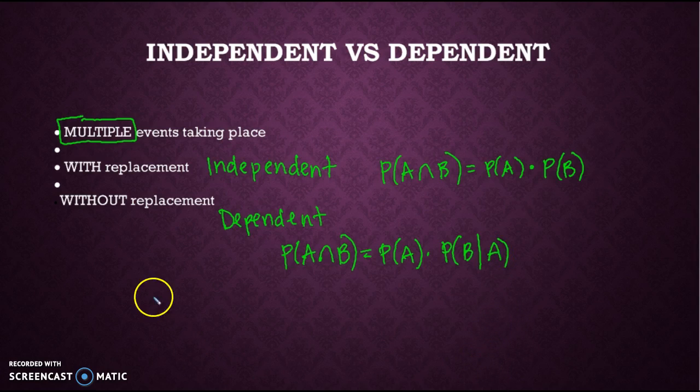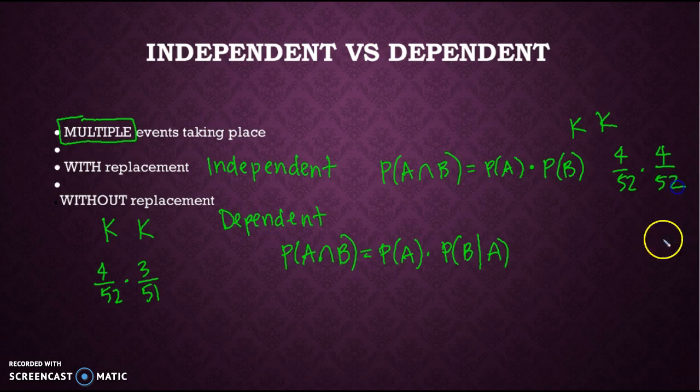Right? So that's like getting a king, then another king without replacement. To get the first king, it's 4 out of 52, but then I leave that king out, so I've only got 3 left out of 51 total. Right? That's our dependent scenario. Independent, if I was getting 2 kings, would be the same. It'd be 4 out of 52, then I put that king back in there, so I still have 4 to choose from out of the total 52.